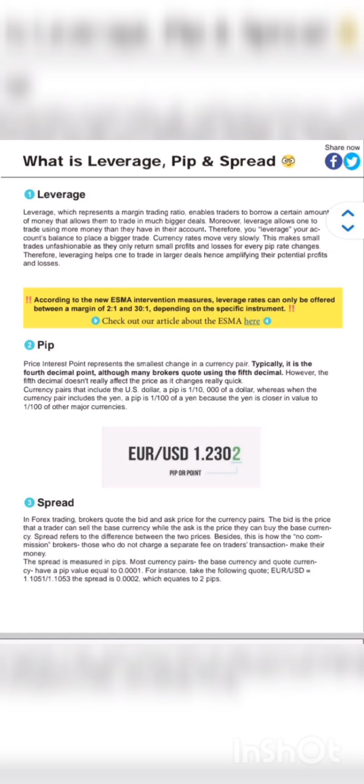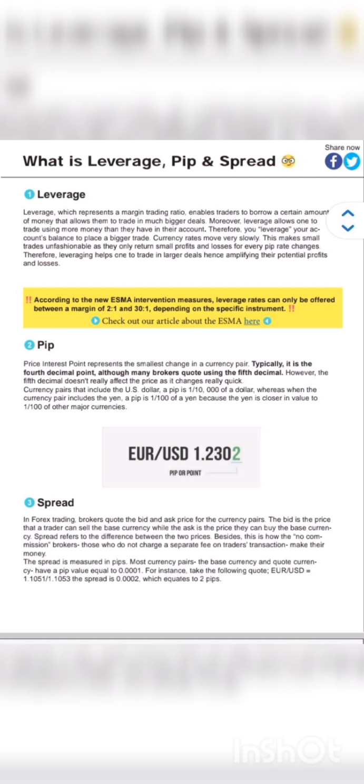So according to the new ESMA intervention measures, leverage rates can only be offered between a margin of 2 to 1 and 30 to 1, depending on the specific instrument. So not every instrument gets the same leverage. Let's go to the next one, number 2, PIP.